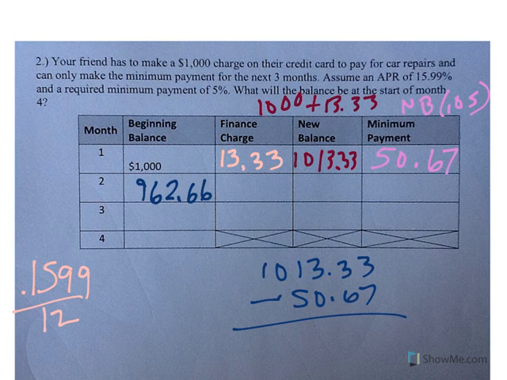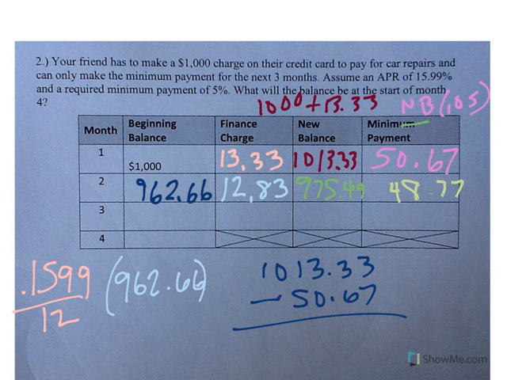Since my balance has gone down, my finance charge should go down. So when I go to find my finance charge, I multiply APR divided by 12 times 962.66. And my new finance charge did go down by 50 cents, and it's now $12.83. I add my beginning balance plus my finance charge, and I have a new balance of $975.49, right? Because I added these two together. So, to find the minimum payment, I take my new balance of $975.49, multiply by 0.05, and I get a minimum payment of $48.77. So the minimum payment does go down just a little bit because I owe less.